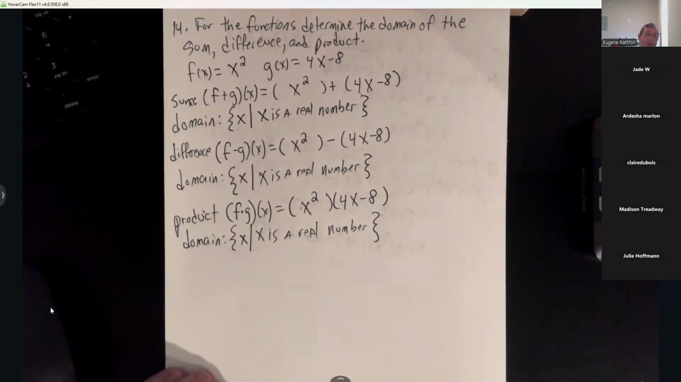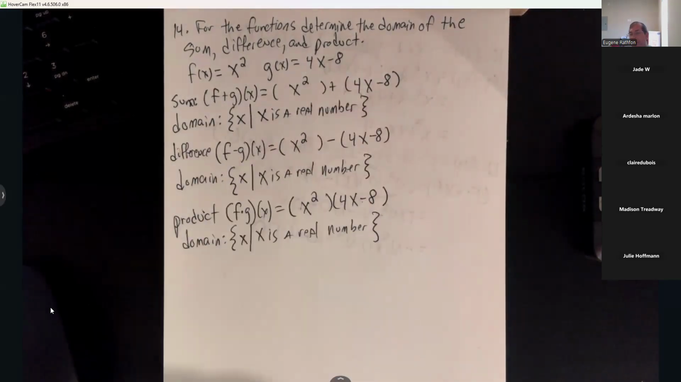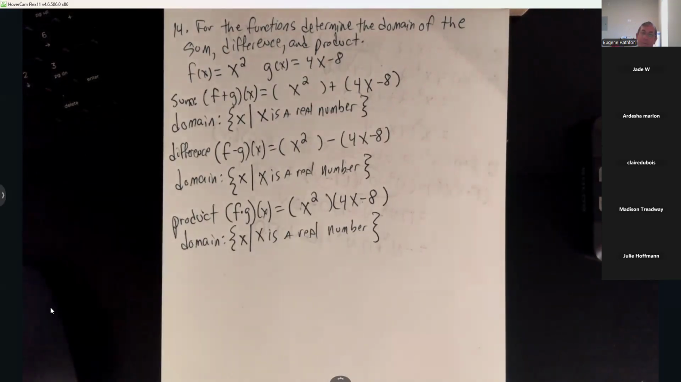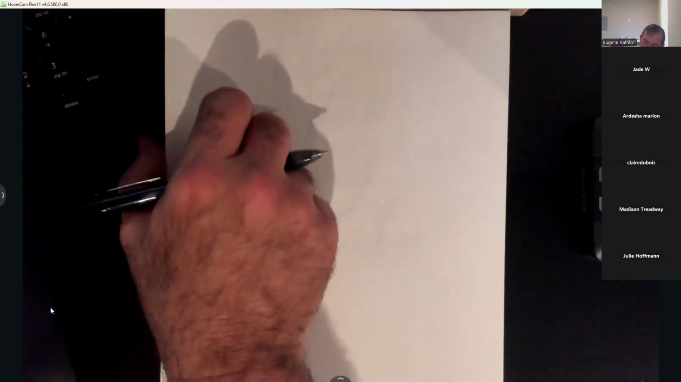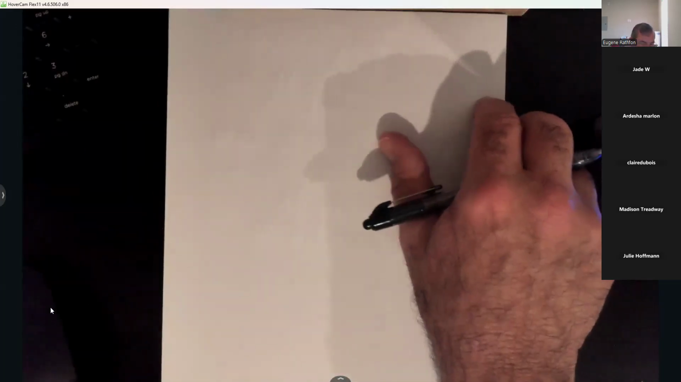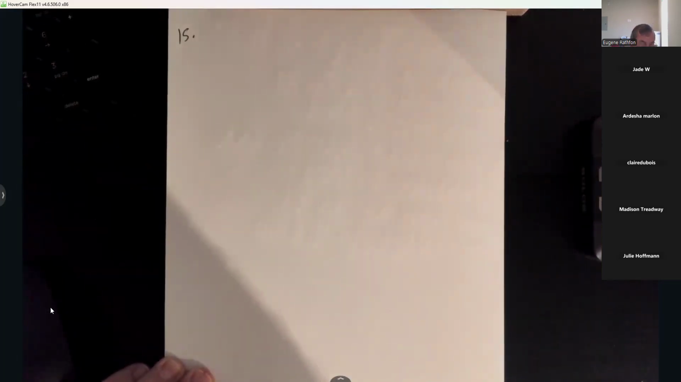Now I'll tell y'all a little trick on these. The sum, the difference, and the product, they're always going to have the same domain. Okay. If one of those is all real numbers, they're all three going to be all real numbers. If one of them has something kicked out, they'll all have the same number kicked out. Okay. Now notice this one, they didn't give me no fractions. So that means that number 15, they're probably going to give us a fraction, okay?